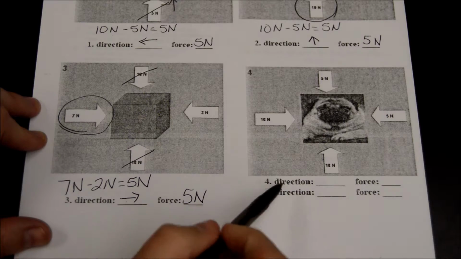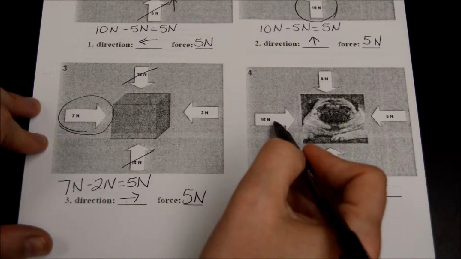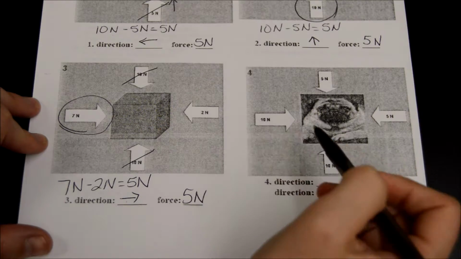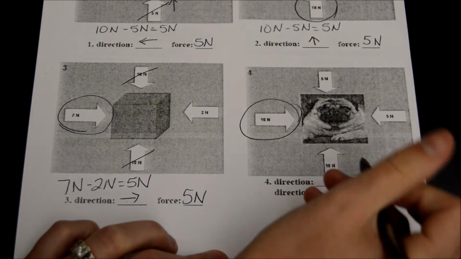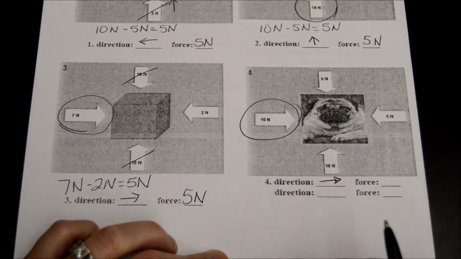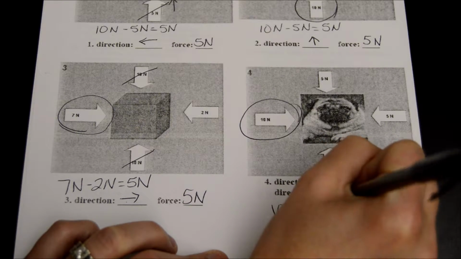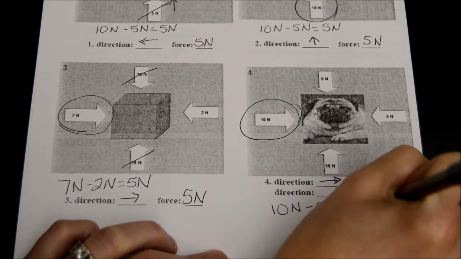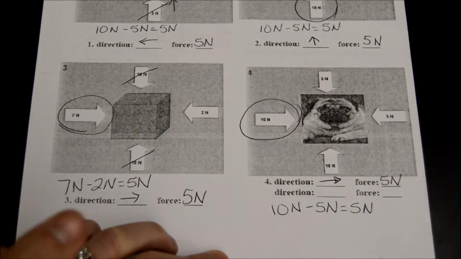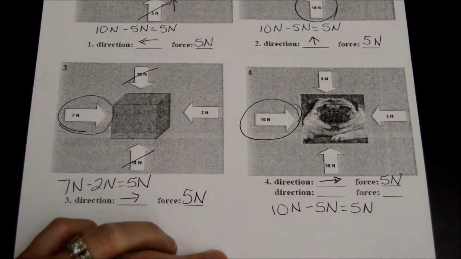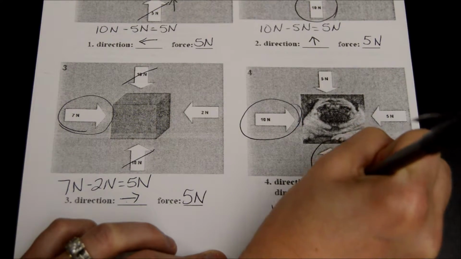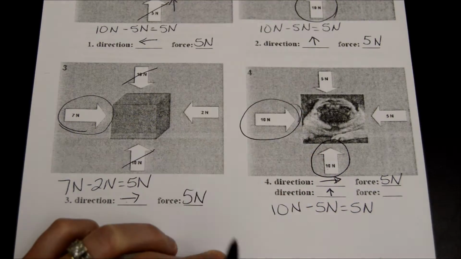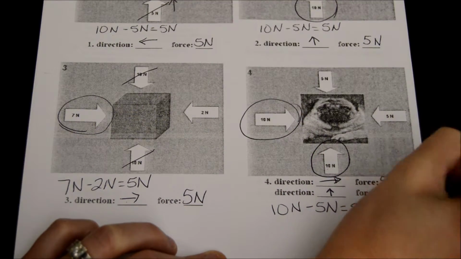Okay. On number 4, we can start with the left and right. They're working in opposite directions again, so we're going to be subtracting. Our bigger force is this one, so we know it's going to be moving to the right. So 10 newtons minus 5 newtons equals 5 newtons. And then our up and down arrows, those are also working in opposite directions, so we're going to subtract them. This one is our larger arrow, and again it's 10 minus 5, so it's an upward force of 5 newtons.